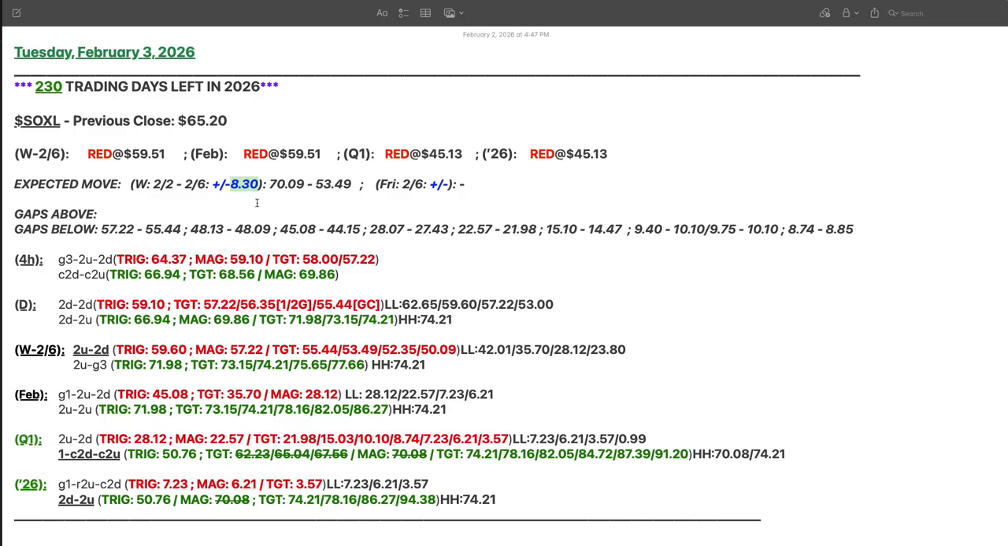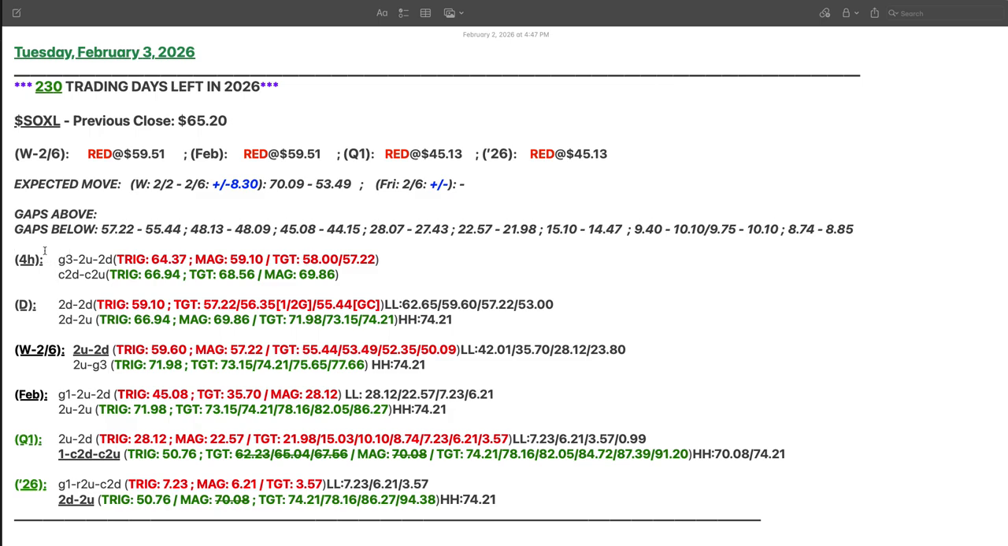The market maker's expected move for the week was $8.30, giving us an expected range of 70.09 to 53.49. Again, if you're not familiar with that market maker's expected move level, check out our weekend video where we go over that. There's no gaps above currently, but we do have a few gaps below, some actually pretty close. So we always make sure we keep those in our notes.